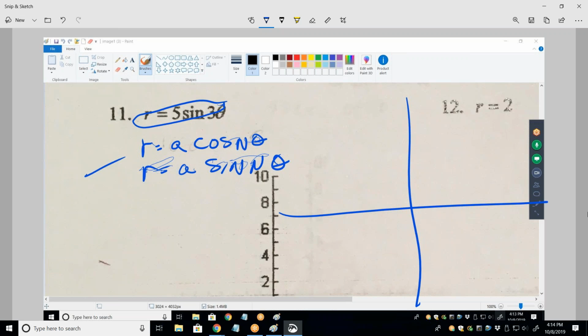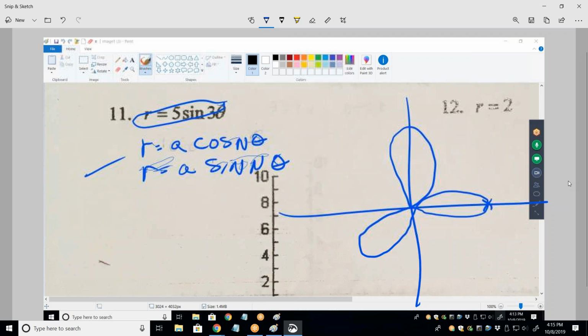So we're going to have something that looks like that, I think. Yes, I think so. Goes up to 5. I may have it slightly off. Here's what we can do to check. Is that point correct? What is R when theta equals 0?